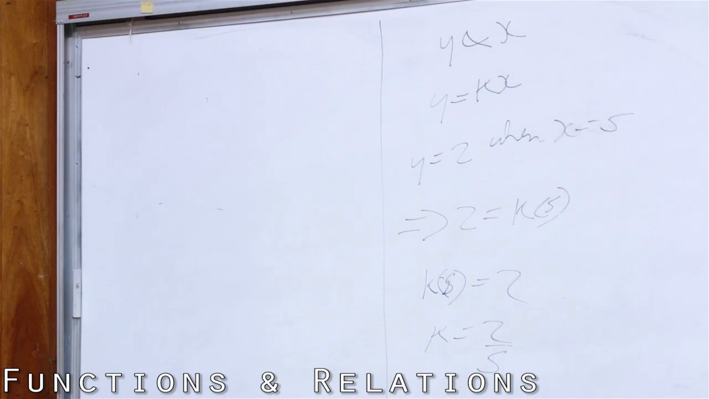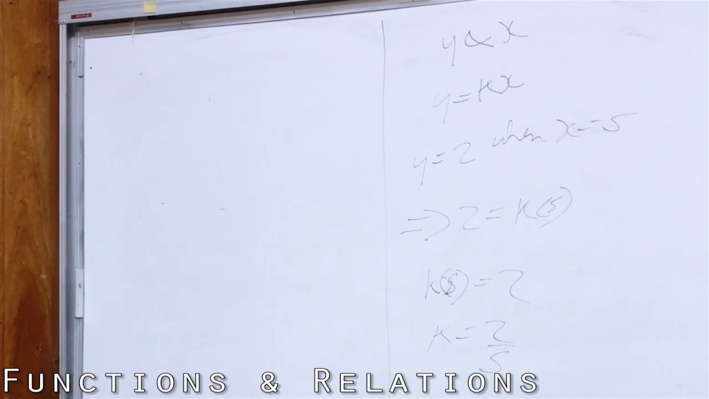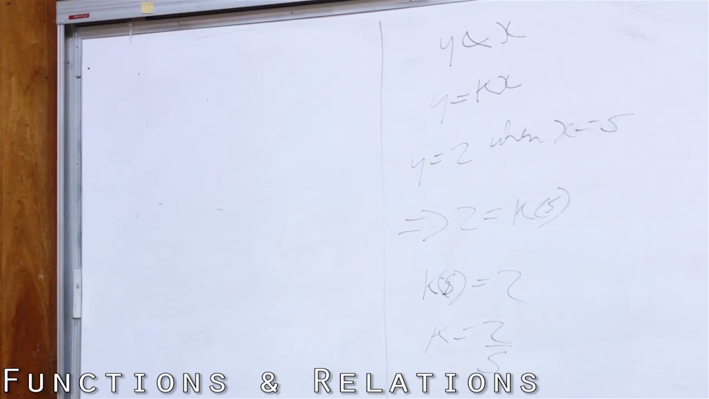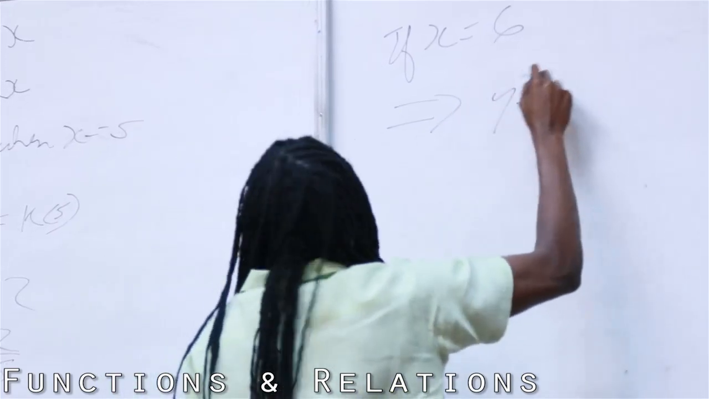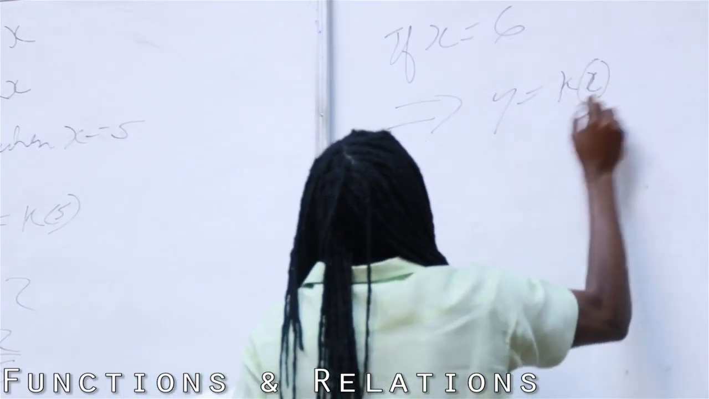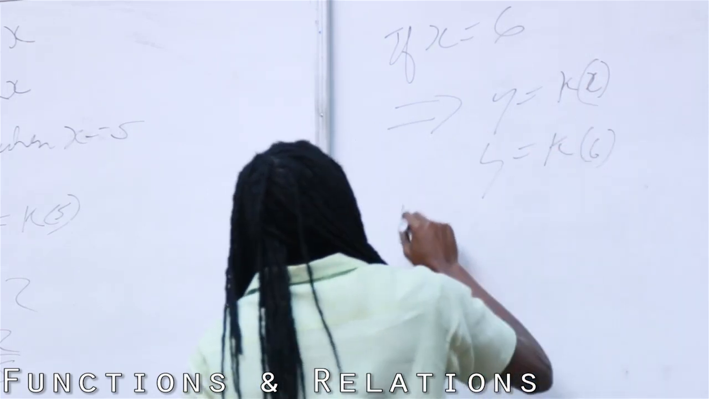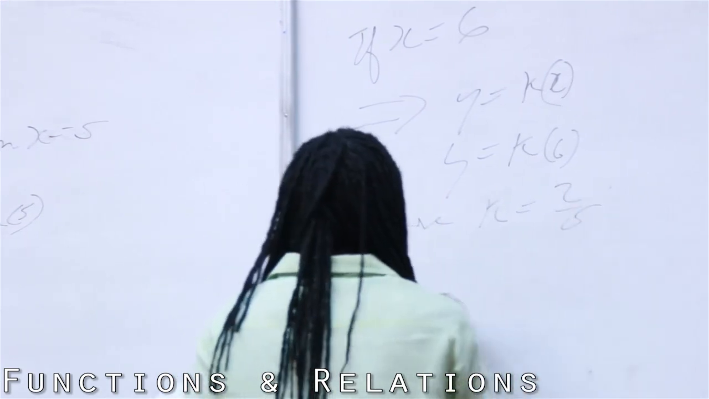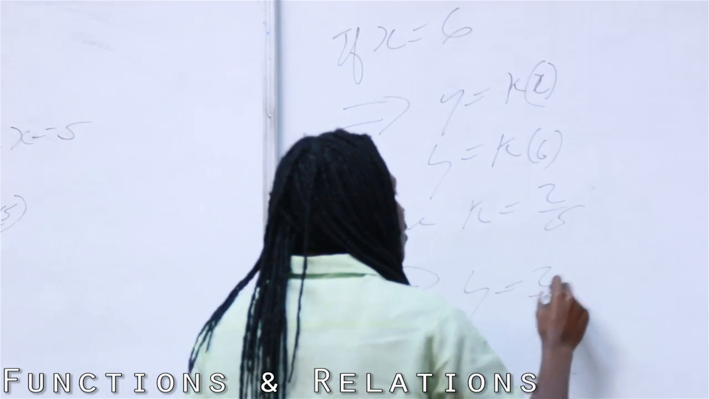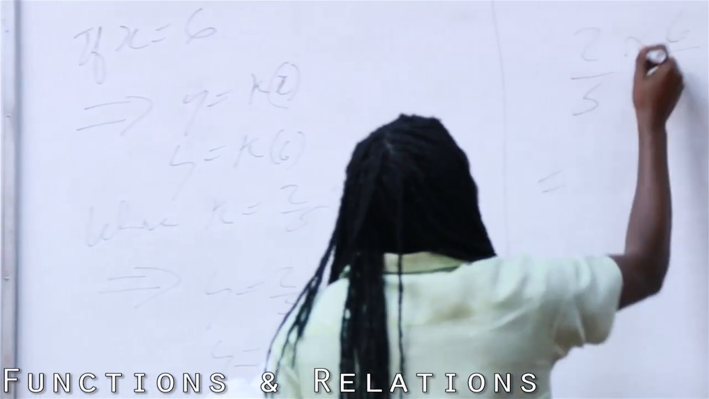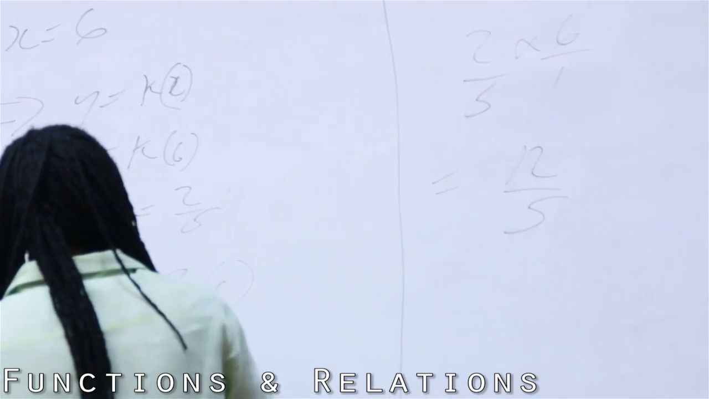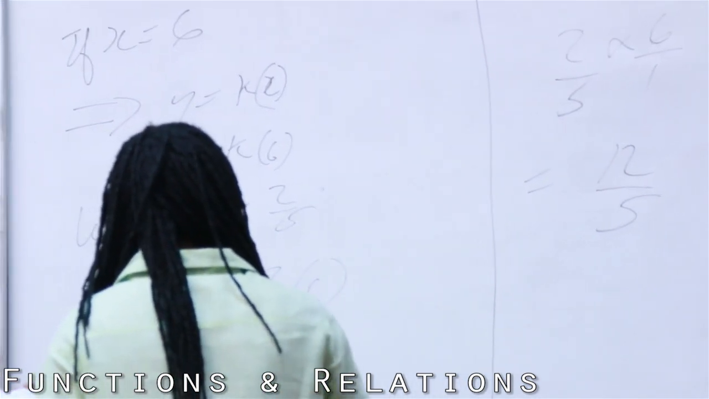Now that I know k, if they ask me a question, find y when x equals 6. So therefore, if x equals 6, it implies that y equals kx, y equals k times 6, where k equals 2 over 5. This implies that y equals 2 over 5 times 6 over 1, which equals 12 over 5. So y equals 2 and 2 over 5.